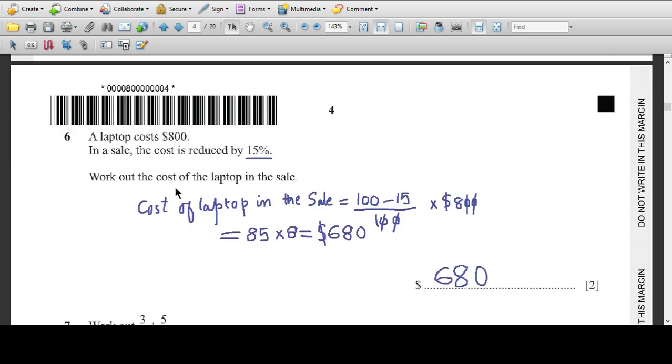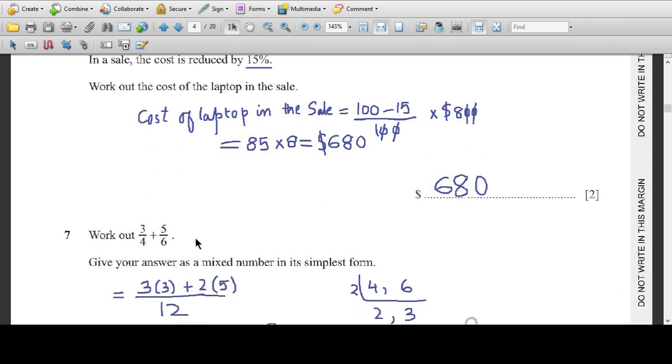Now question number 6. A laptop cost is $800, and in a sale the cost is reduced by 15%. Work out the cost of the laptop in the sale. The cost of the laptop in the sale is (100 minus 15) divided by 100 into $800. So after the 15% discount it is 85 into 8, which is 680. So 85 times 8: 5 times 8 is 40, 0, and 8 times 8 is 64 plus 4 is 68. So this is $680.